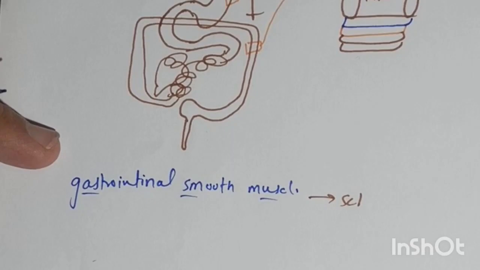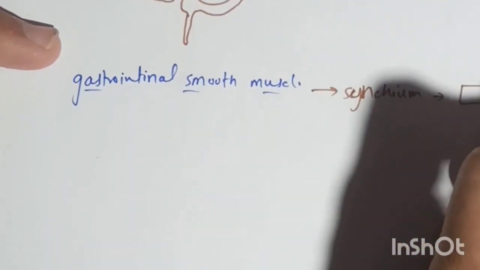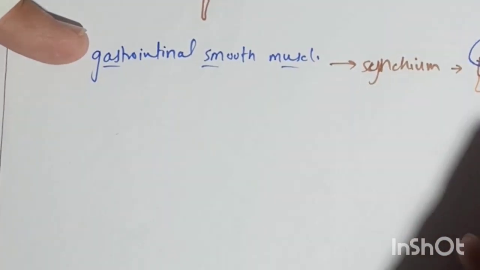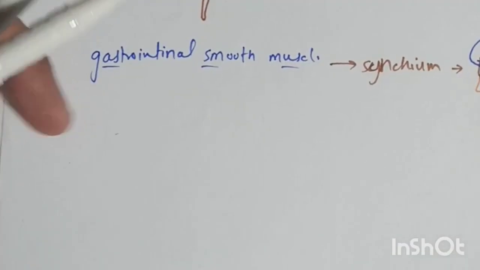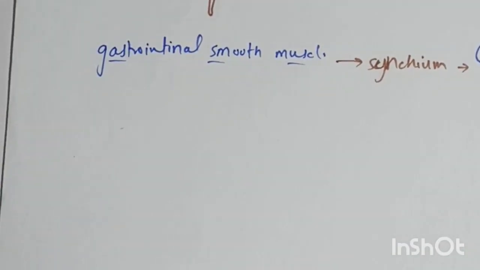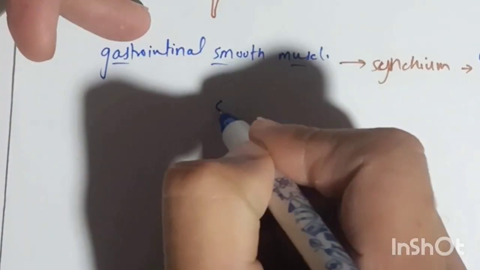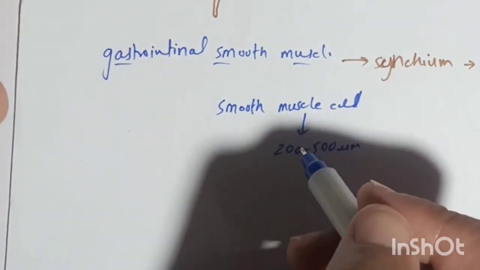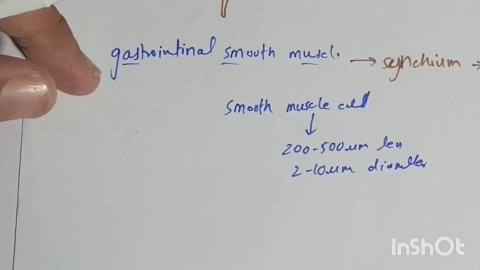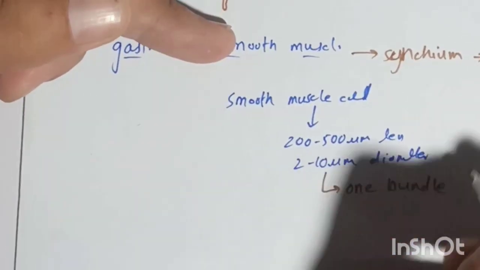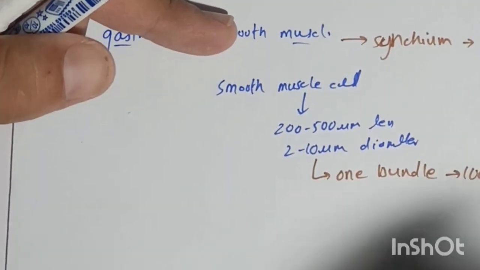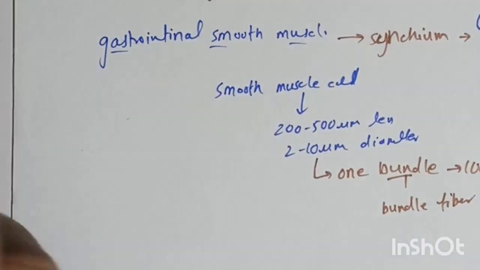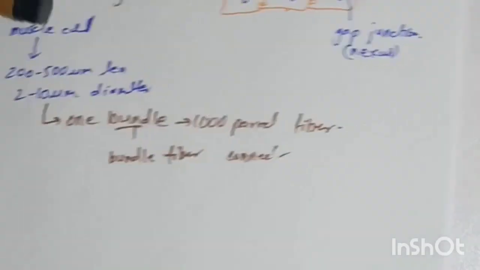These smooth muscles are composed of bundles. When one cell is stimulated, because there is a gap junction between the cells, the other cell is stimulated at the same time. This continuous action potential moving through the gap junctions is called syncytium. When one fiber contracts, all fibers contract. Smooth muscle cells are 200 to 500 micrometers in length and 2 to 10 micrometers in diameter. One bundle is composed of 10,000 fibers, connected with each other by gap junctions.